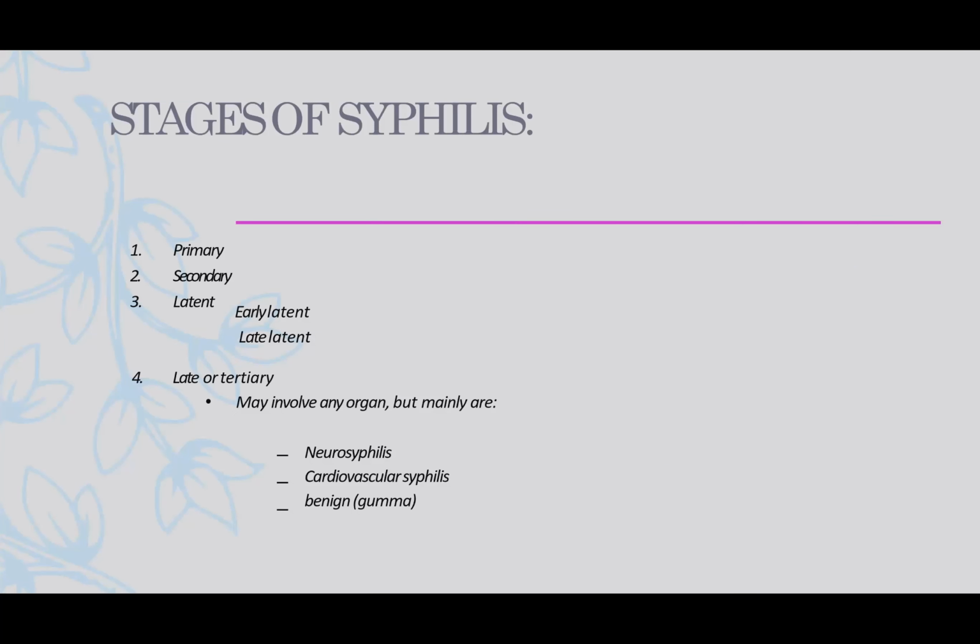Stages of syphilis. It includes primary, secondary, and latent, which has two types, early and late. Then the late or tertiary syphilis may involve any organ, but mainly neurosyphilis, cardiovascular syphilis, and benign gumma.